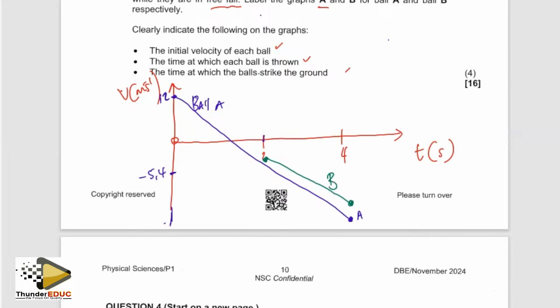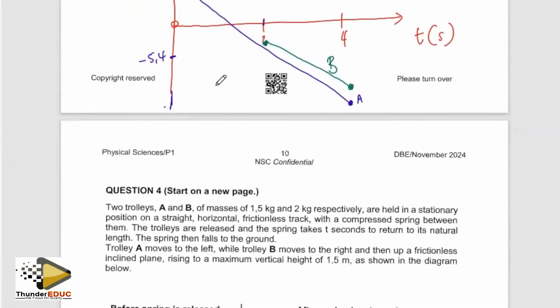So that would be my approach to that. Remember, the ball was not just dropped. Had it been dropped, then it was going to start from here. So that is how I would have approached that 3.2.